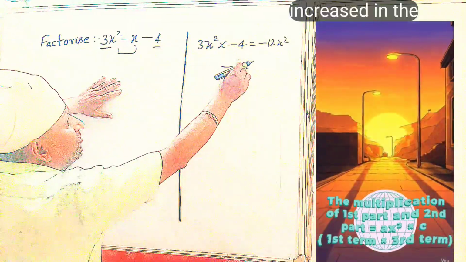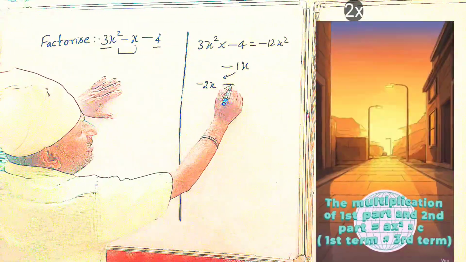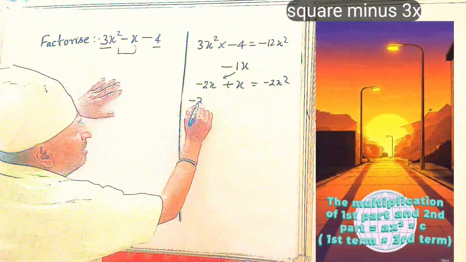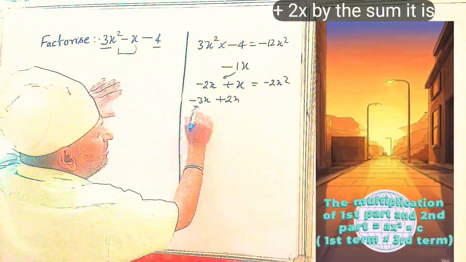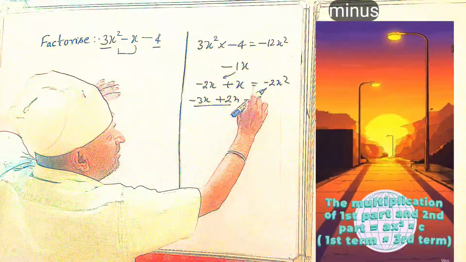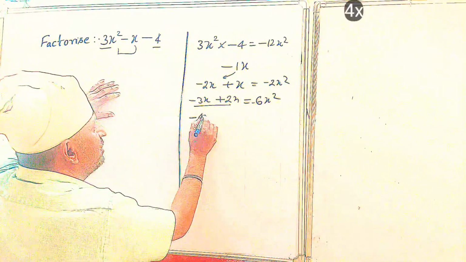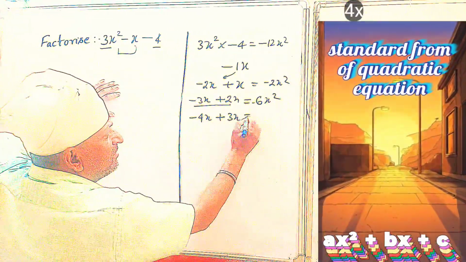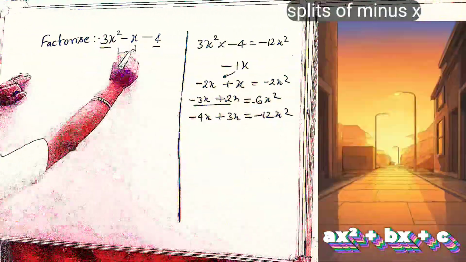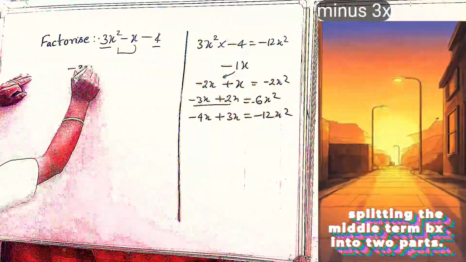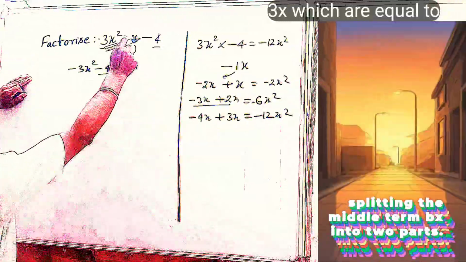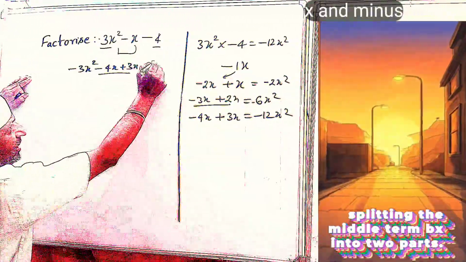Increase in the value minus 2x plus x gives minus 3x plus 2x. By the sum it is again minus 1x, and the product is equal to minus 12x². Split minus x as minus 4x plus 3x. 3x² minus 4x plus 3x, which are equal to minus x and minus 4.